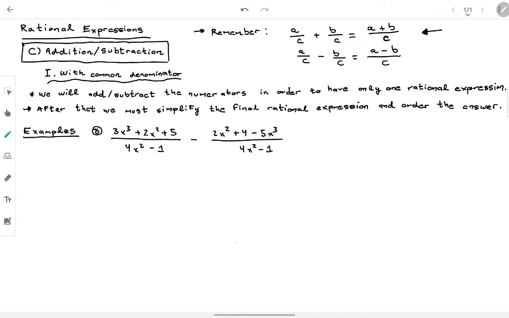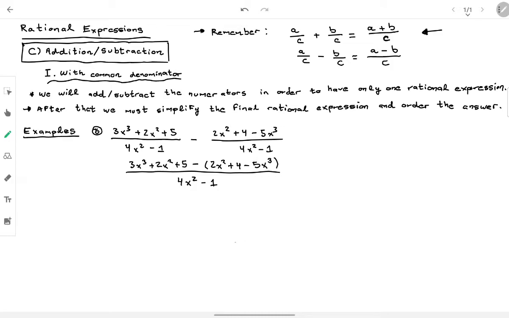So what will happen if we have something like this? Remember, in this case, we have a common denominator, so the common denominator will stay the same, 4x squared minus 1. What will happen? I will have 3x cubed plus 2x squared plus 5. After that, we have minus. Remember that minus will change the sign of every term after the minus sign. Maybe we can skip this little step.